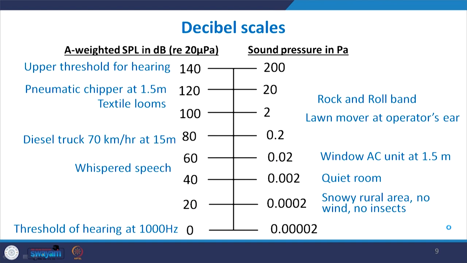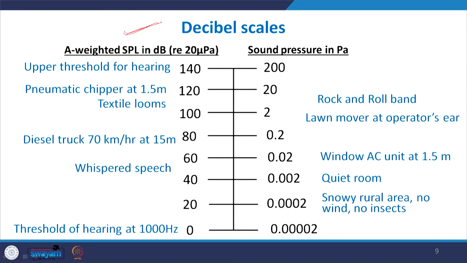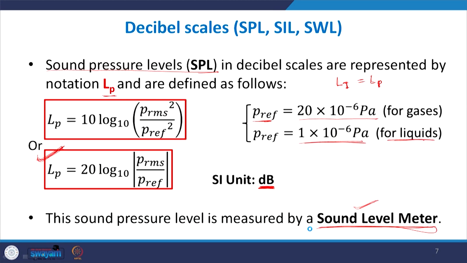To give you a general idea of how common sounds lie in the spectrum of decibels and pascals, let's see this figure here. As you can see, this is the minimum audible pressure, which is 20 micropascals. So how many decibels will this correspond to? You take the definition here: 20 log10 of, now if a 20 micropascal signal is given, and the reference is also 20 micropascals, the numerator and denominator are the same.